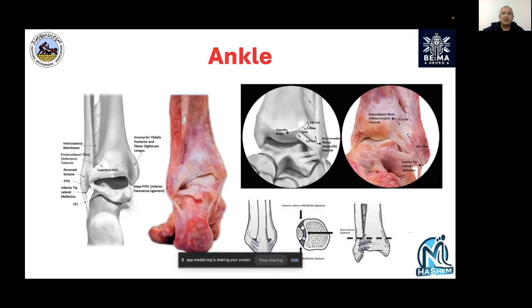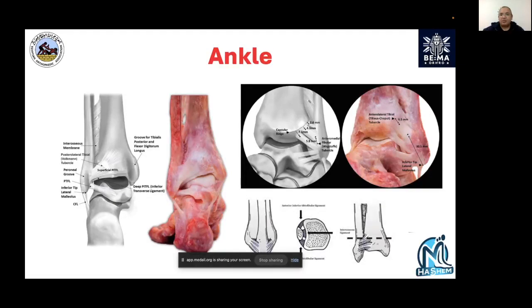The strongest is the anterior because the normal moment on the ankle is external rotation. The posterior is the least likely to be injured, and when it is, it is always a bony avulsion rather than a ligamentous avulsion. And that's why it's common to see a posterolateral malleolar fracture or posterior malleolar fracture.